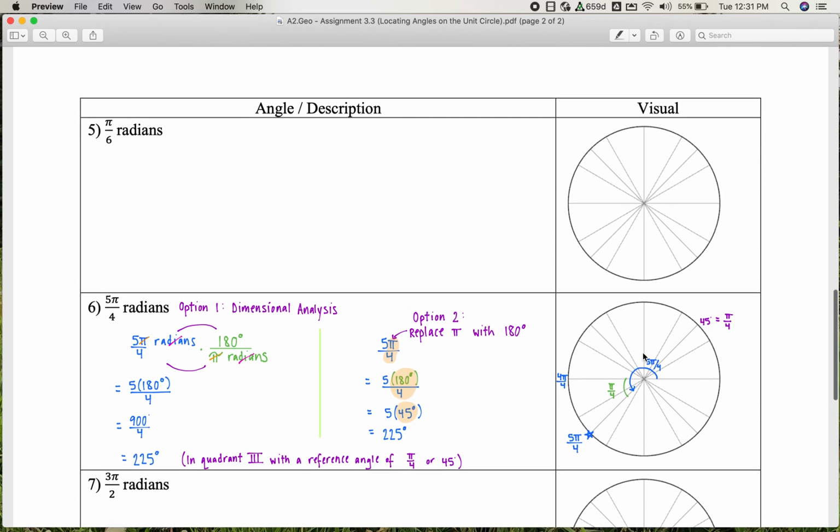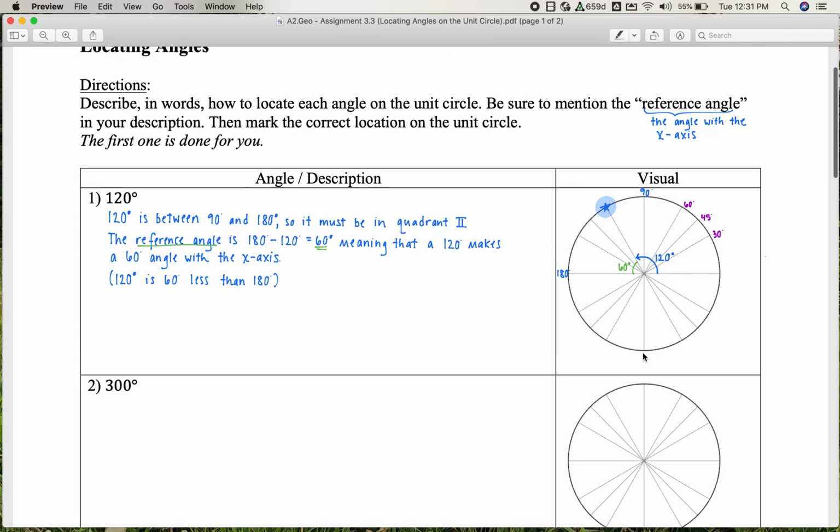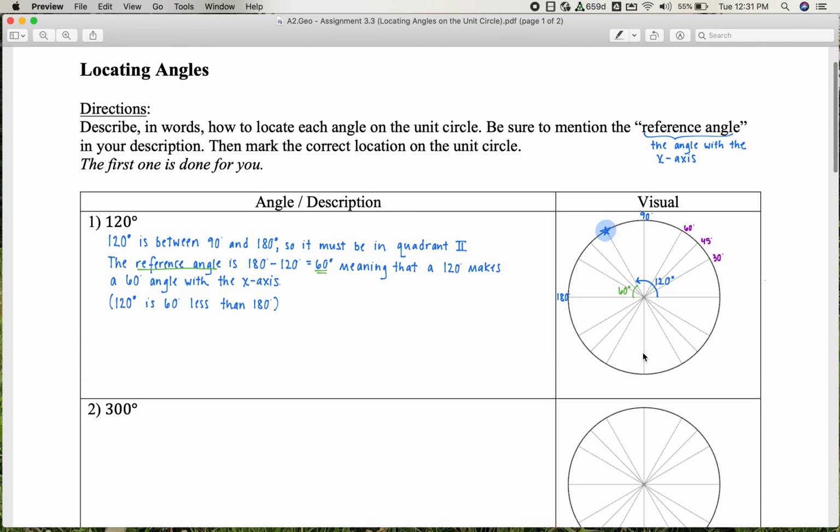But I'd like to talk you through these so that you have a sense of how you might approach locating angles on the unit circle. And this is going to help us get ready to actually build the unit circle next class. So some important thinking here today just to get your brain ready to move forward.